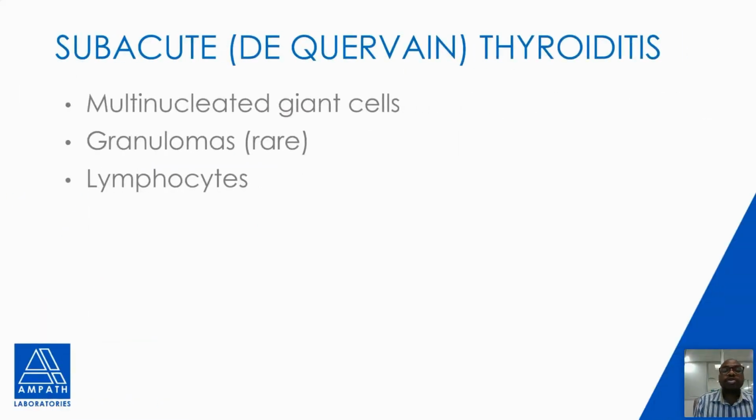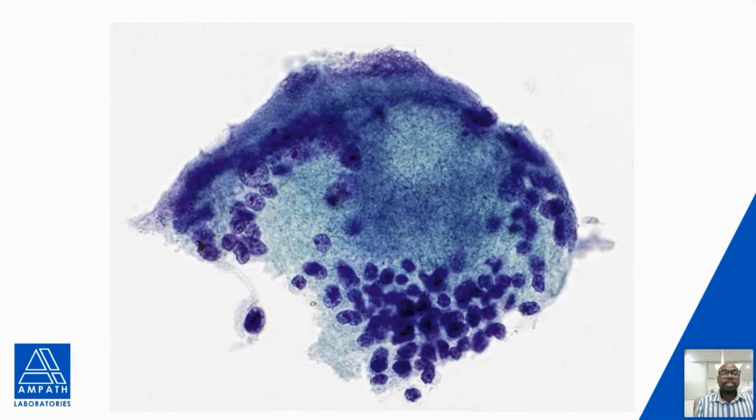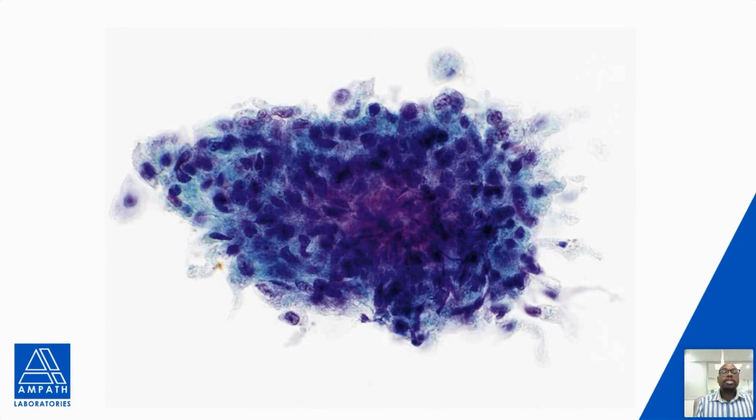And then still under category 2, you have subacute or de Quervain thyroiditis. This one usually consists of lymphocytes with admixed multinucleated giant cells, and you may also have granulomas that are very rare within this lesion. This is just an example of a multinucleated giant cell that you can see within this lesion. This is an aggregate of epithelioid histiocytes, which we call a granuloma. As you can see, the cells are more spindle-shaped epithelioid histiocytes. So this is what we call a granuloma.